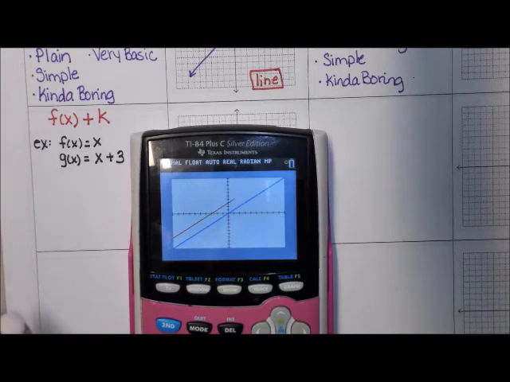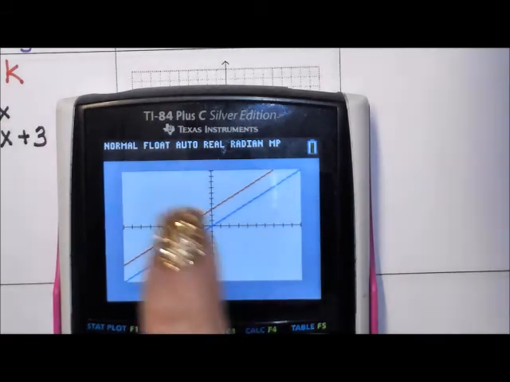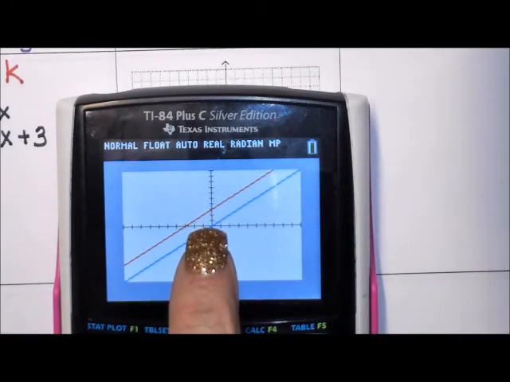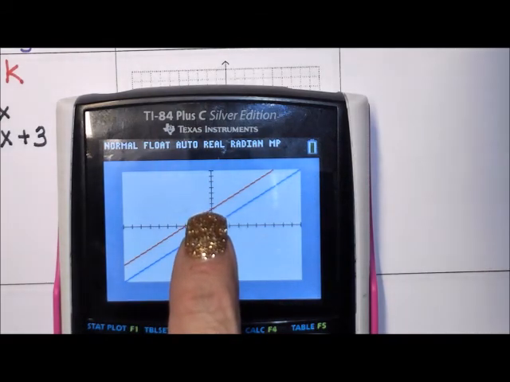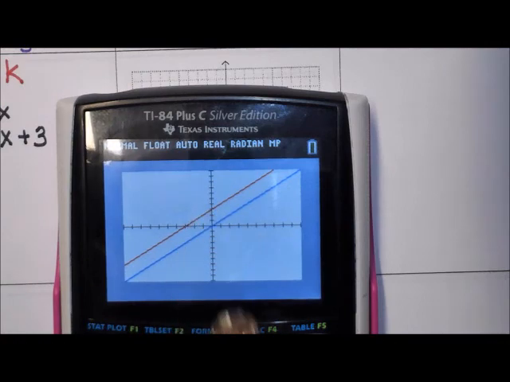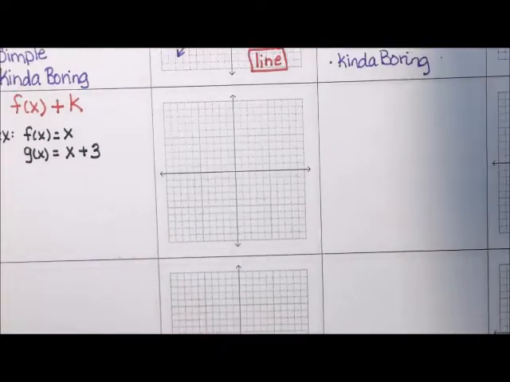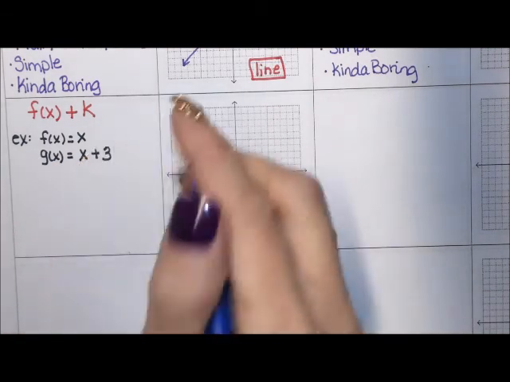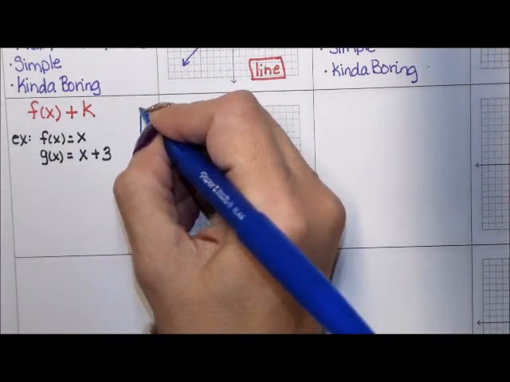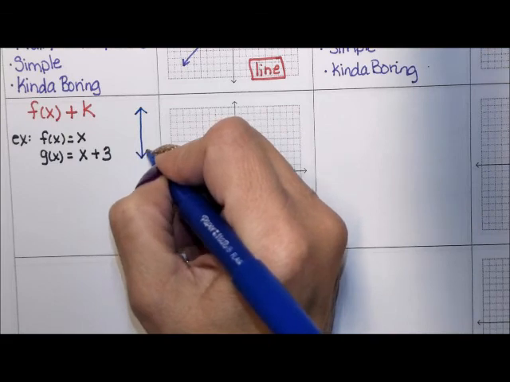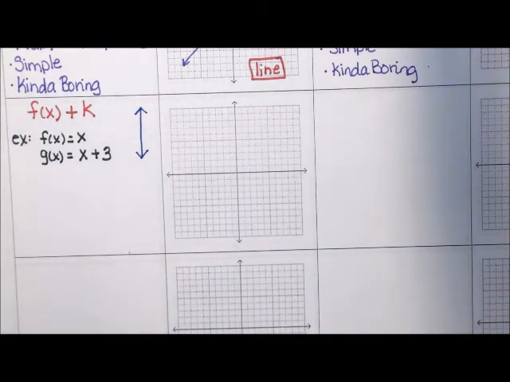What happens with the red one? Can you tell? I'm going to zoom in just a little bit. Can you tell that it moved up 1, 2, it moved up 3 units. So what can you tell me about that plus 3? What does that plus 3 do? It makes it move up or down. It's what we call a vertical shift.